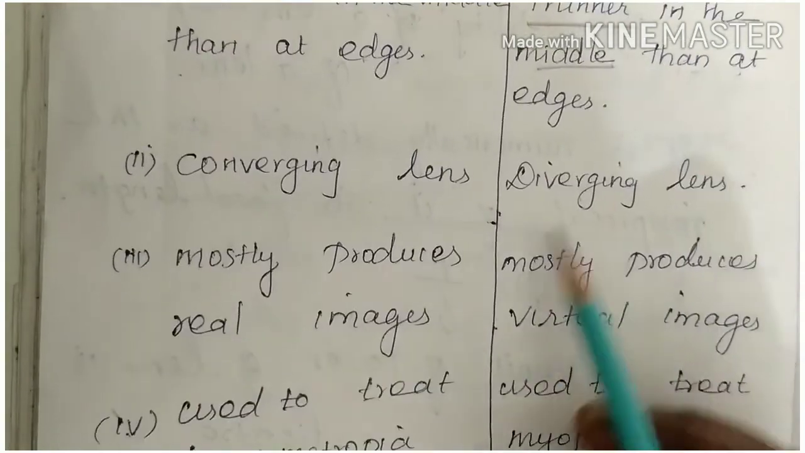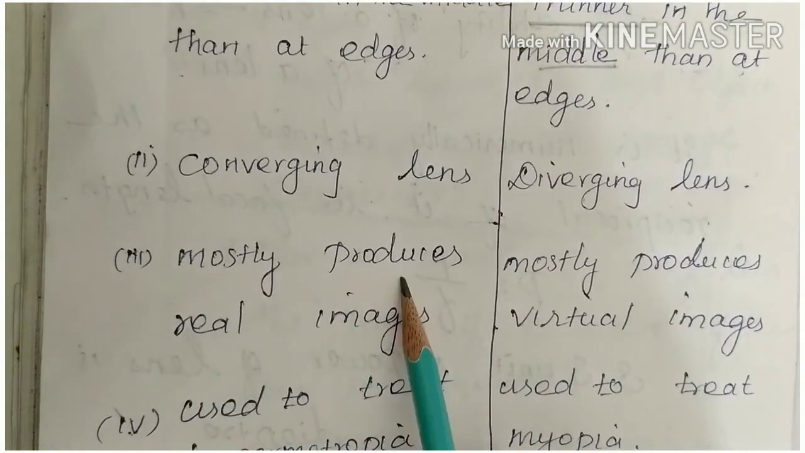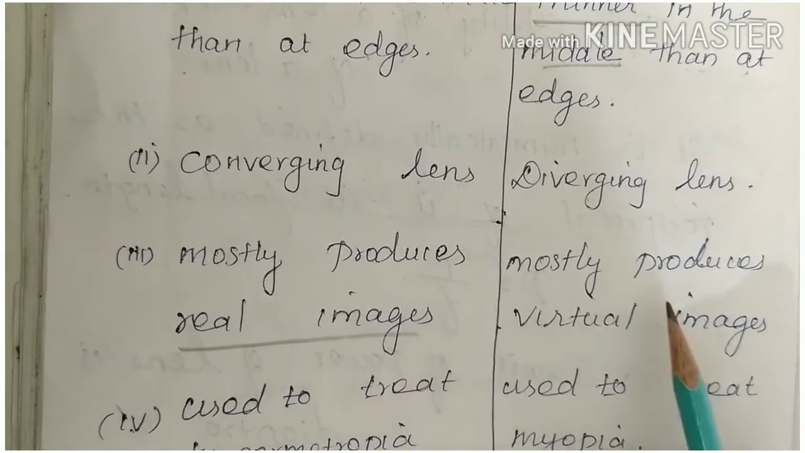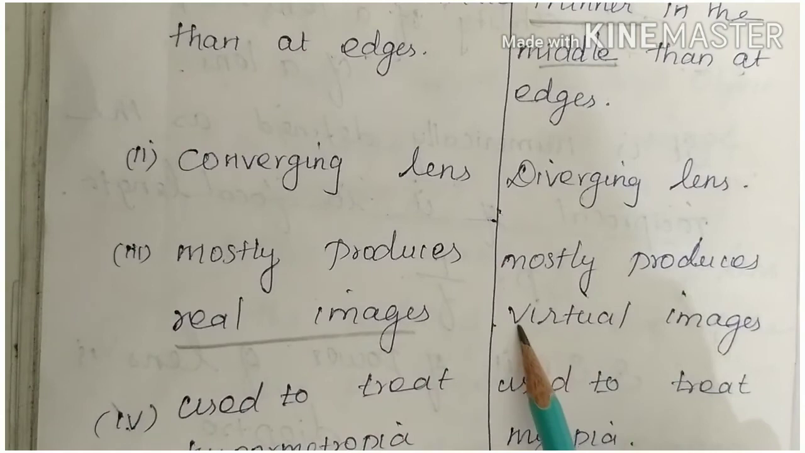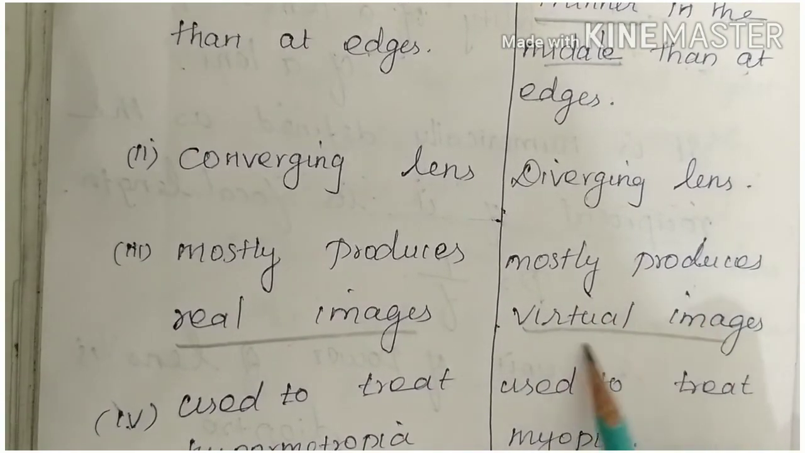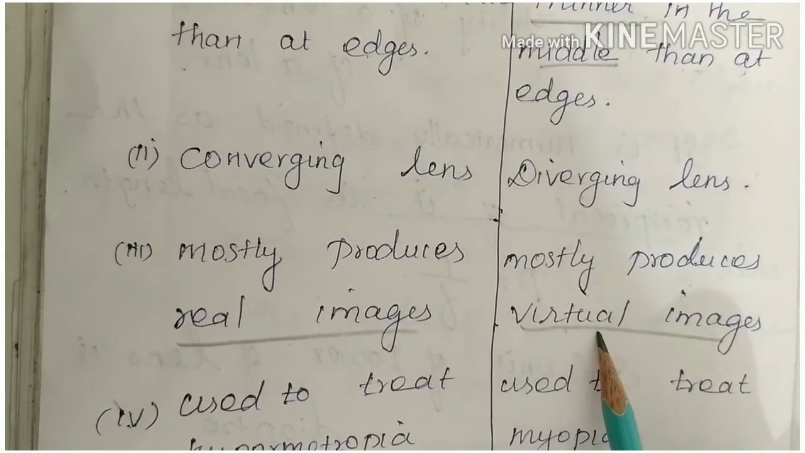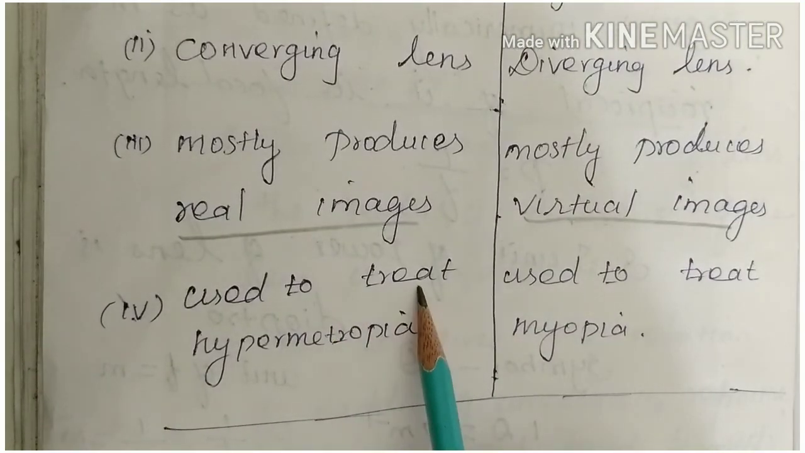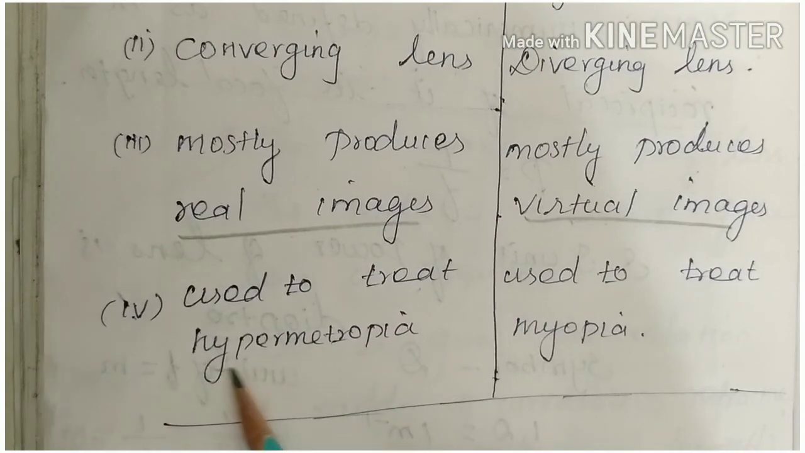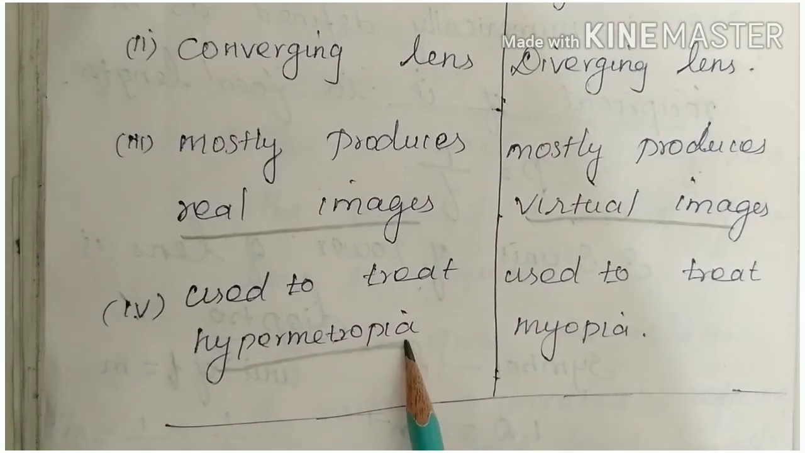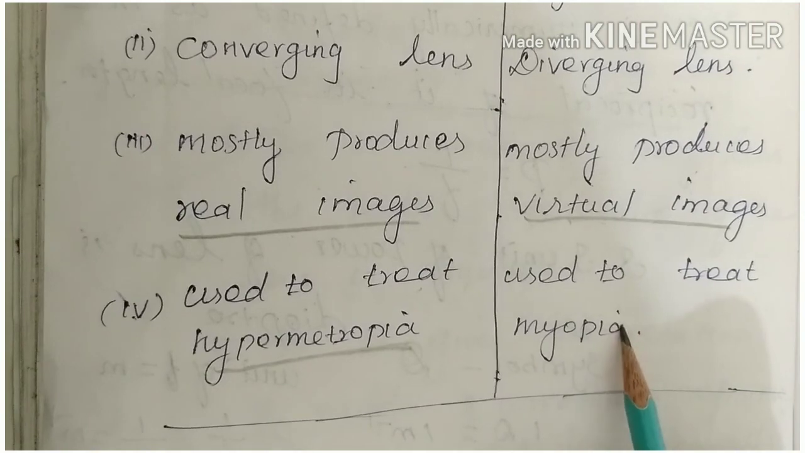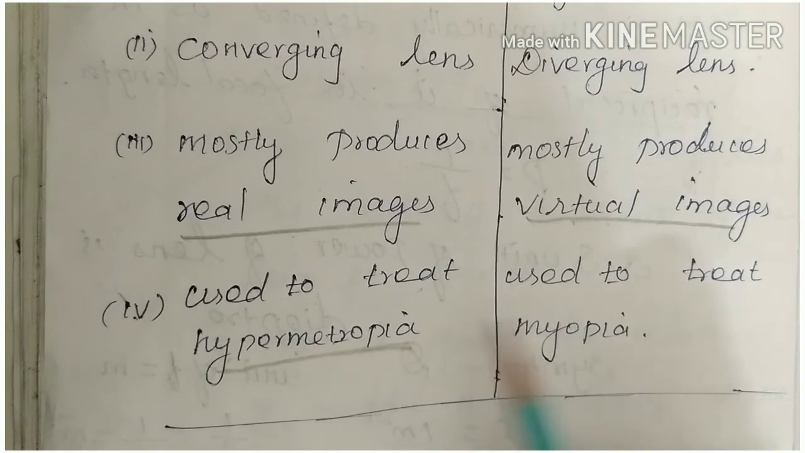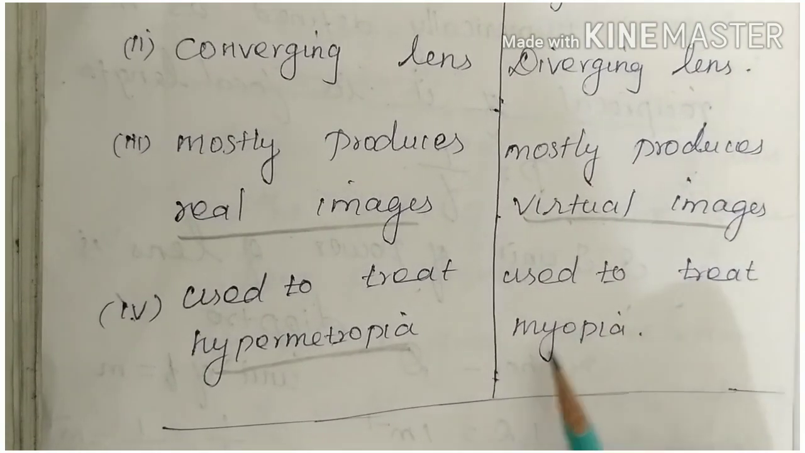The third point: convex lenses mostly produce real images, but concave lenses form virtual images. It is not a real image. And the last one: the convex lens is used to treat the defect of hypermetropia, long-sightedness, and the concave lens is used to treat myopia, short-sightedness.